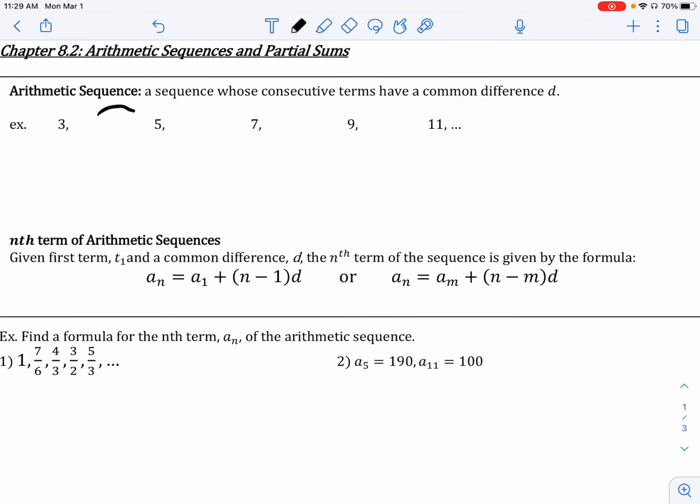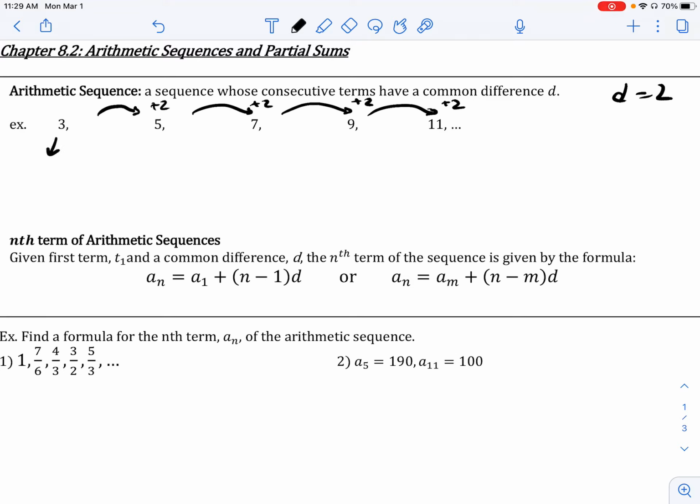We're adding 2, right? Every single time we're adding 2. So our common difference is 2. That's not too bad at all. Now, I want to actually think about these terms and write them in a slightly different way, because I think it'll help us get a general sense of what's going on with arithmetic sequences.